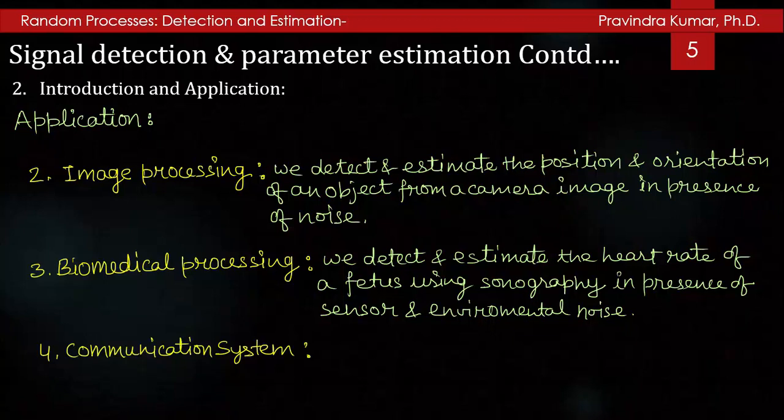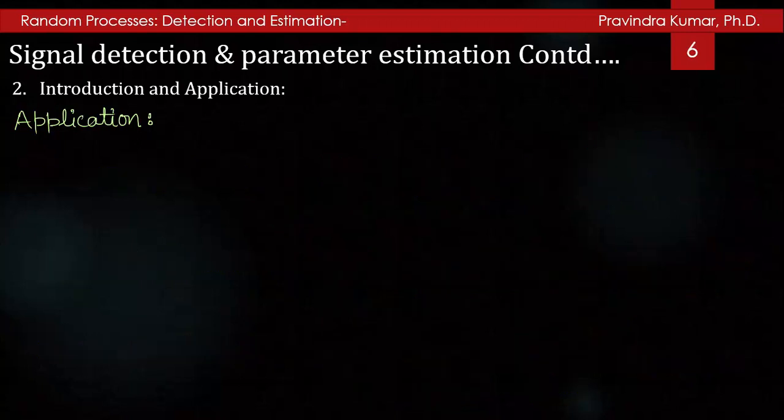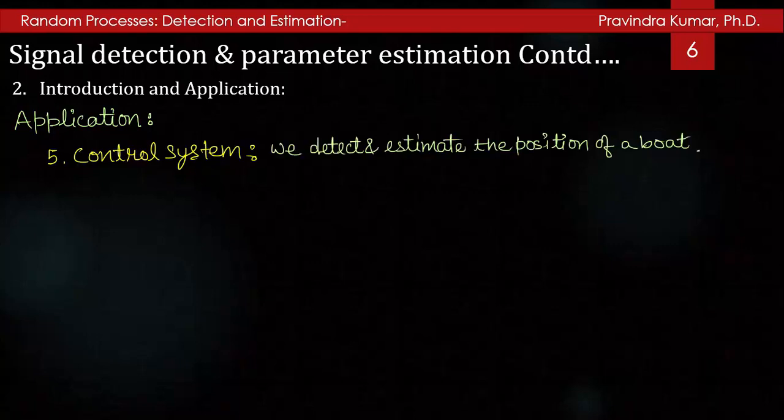And another application is the communication system, where we detect the transmitted signal at the receiver side and the carrier frequency of the signal is estimated so that the signal can be demodulated to the baseband signal in presence of system and channel noise. And another application is the control system, where we detect and estimate the position of the boat so that the correct navigation action can be taken in presence of sensor and environmental noise. For example, LORAN, long range navigation.